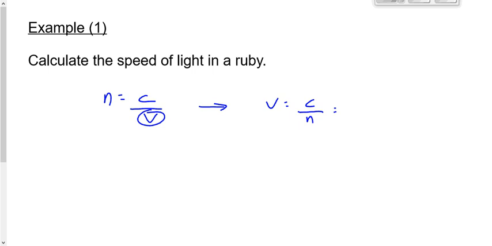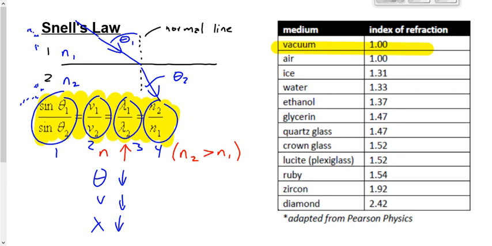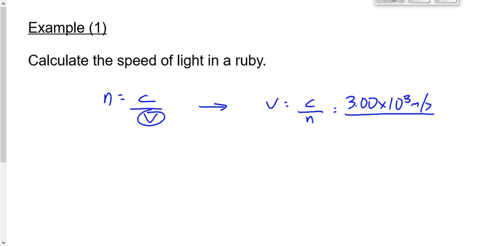The speed of light in a vacuum is 3.00 times 10 to the 8 meters per second. What's the index of refraction of ruby? I don't know. Let's look it up. The index of refraction of ruby is 1.54. So let's say 3.00 divided by 1.54 gives me a value of 1.95 times 10 to the 8 meters per second.